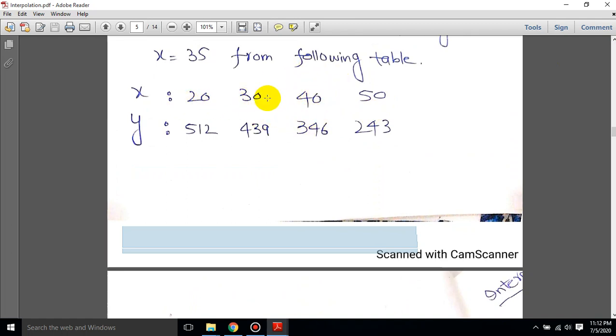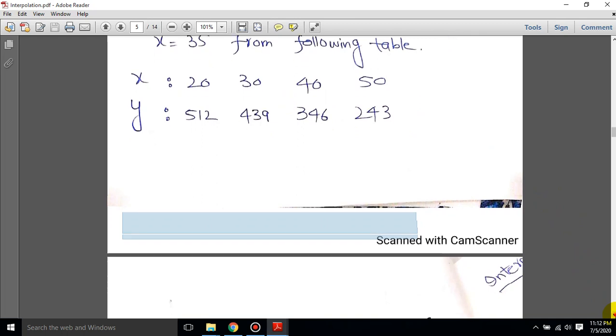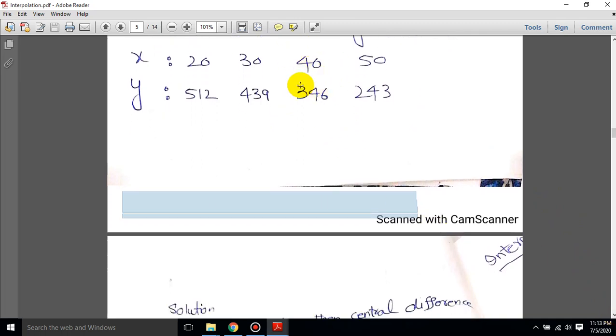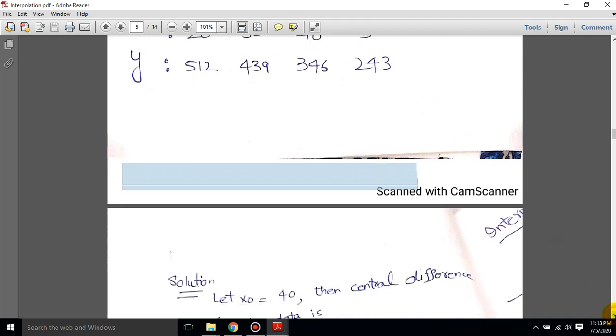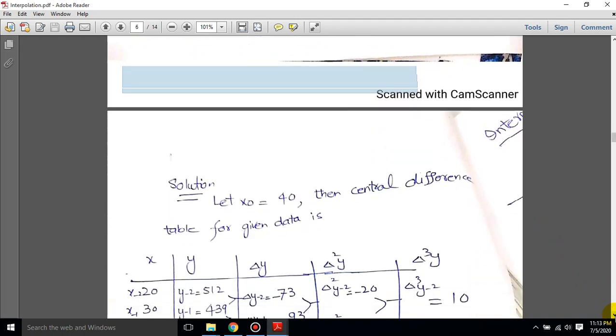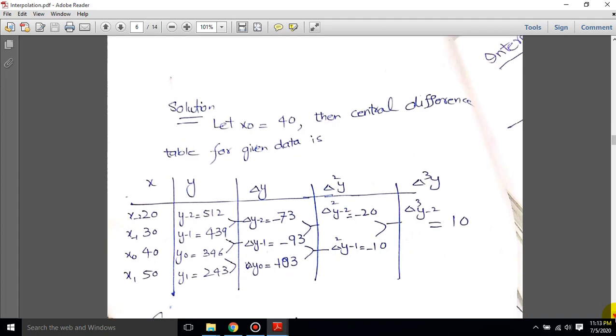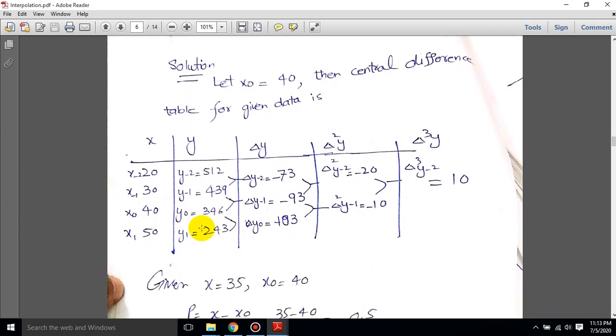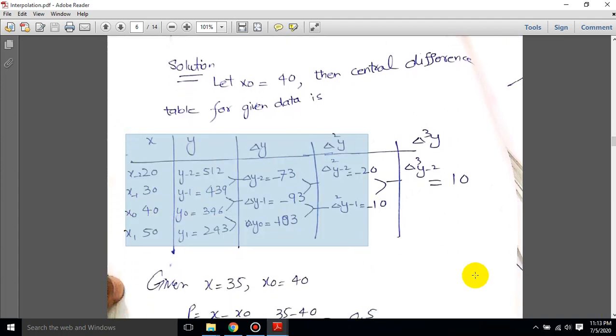So we're going to take this value as a central value here, our starting value. Because we are taking the central value as a starting value, that's why we're going to define the central difference table here. So according to the central difference table for the given set of data, we have arranged the data like this.